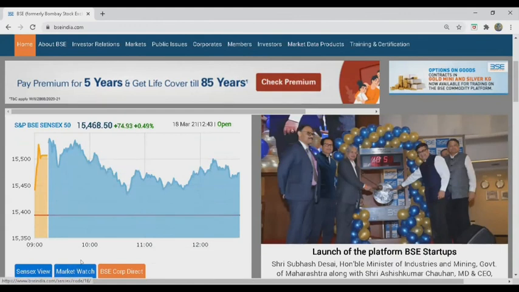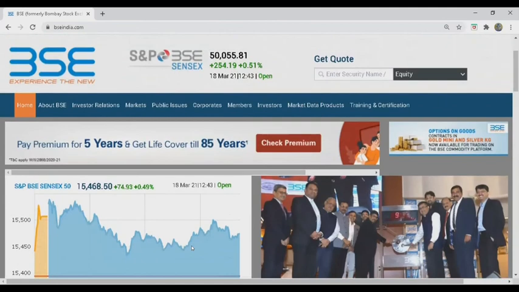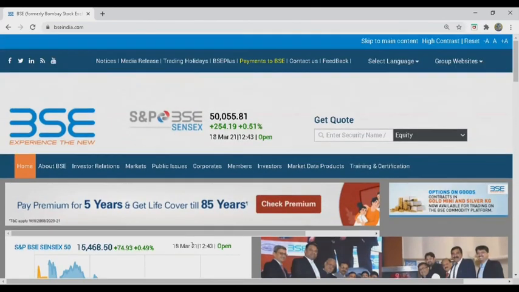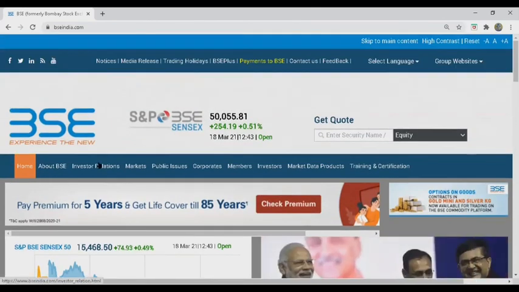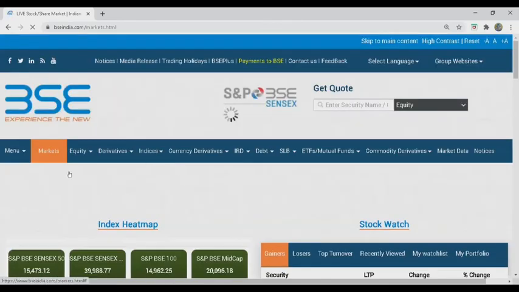Sometimes it will show you the view of the Sensex review. Sometimes it will show you something else. A lot of information is here about the entire market. Here at the top, you see there is something called Markets, and if you click on this, you will find that there are several different types of markets or products mentioned over here.